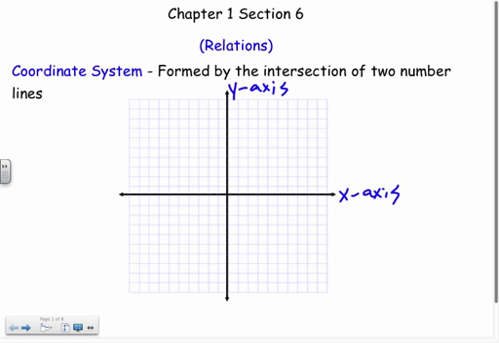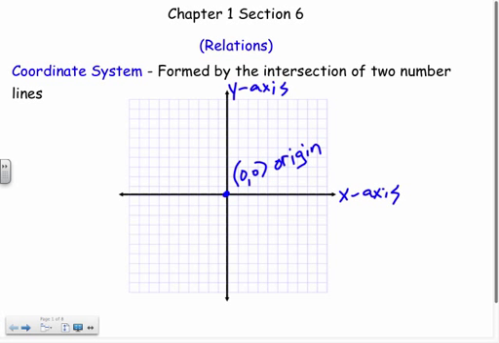And the point where they meet, where they intersect, at that point it's at 0, 0. We call that point the origin. So if I ever say the origin, I'm talking about basically the center of my coordinate plane at 0, 0.